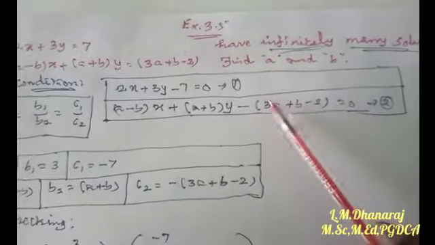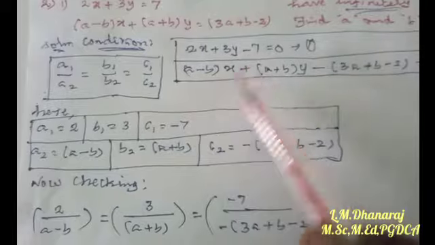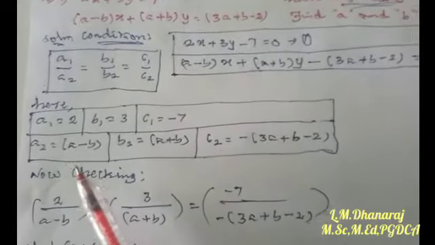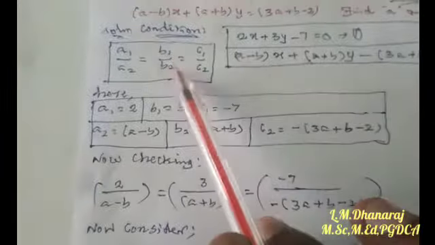So from equations 1 and 2 we can say a1 = 2, b1 = 3, and c1 = -7. Similarly, a2 = a - b, b2 = a + b, and c2 = -(3a + b - 2). Now we have to check with the condition.